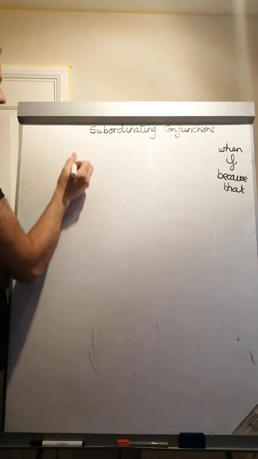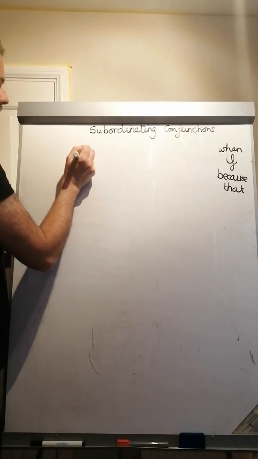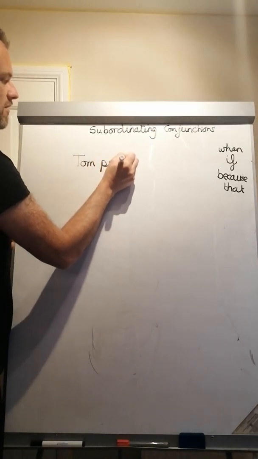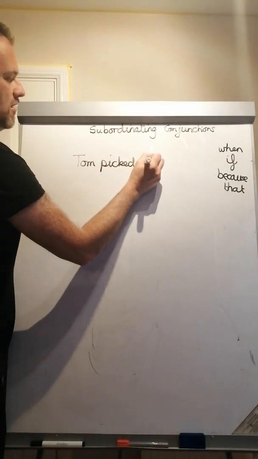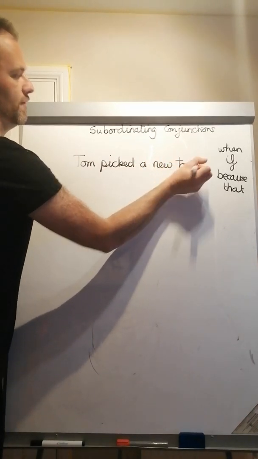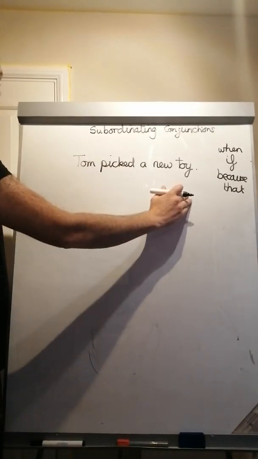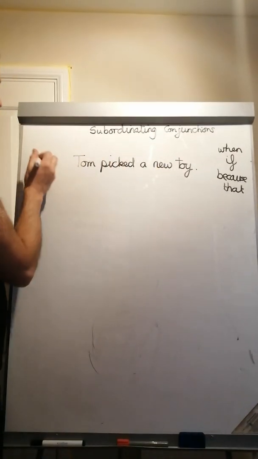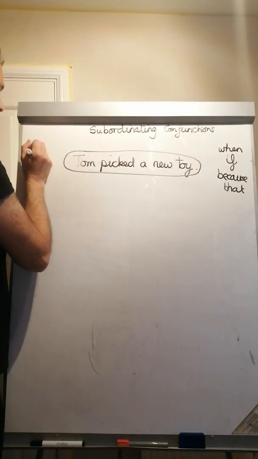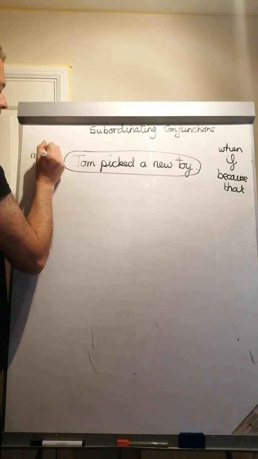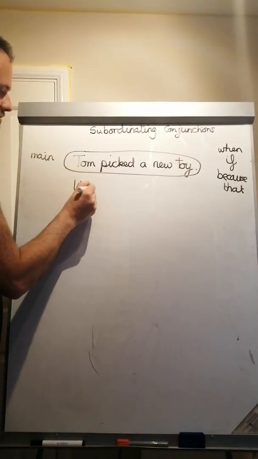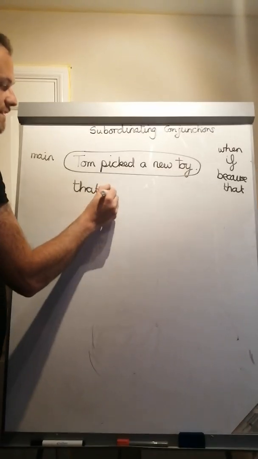Let's have a go with that. Tom picked a new toy. Full stop. That is our main clause. It's a sentence. It makes sense. Main. I'm just going to put main this time. Tom picked a new toy that was very expensive.